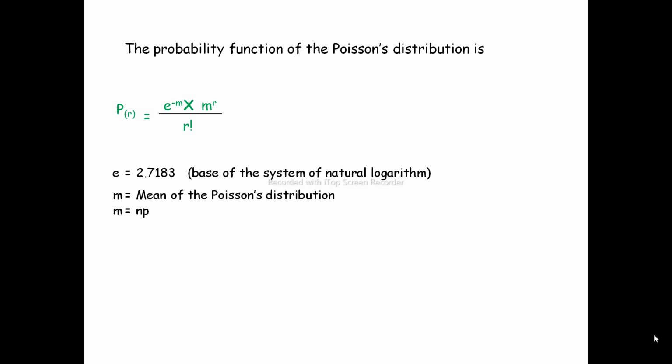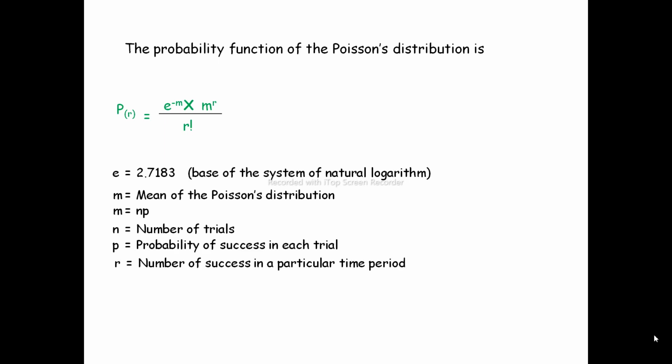And what are n and p? You people know it very well. n is the total number of trials and p is the probability of success in each trial. And r, you also know, is the number of successes in a particular time period. We'll have an example and we'll see how we can use this Poisson's distribution equation.